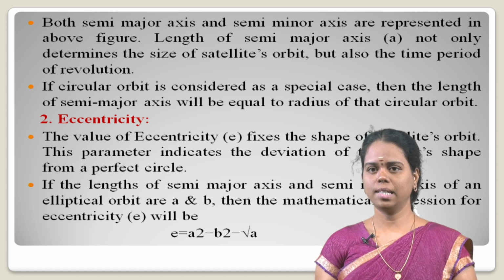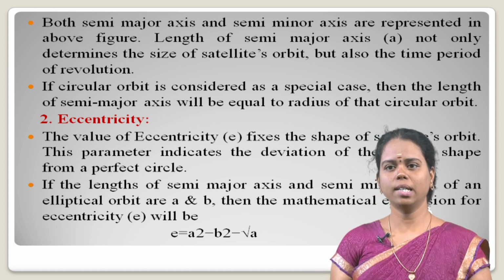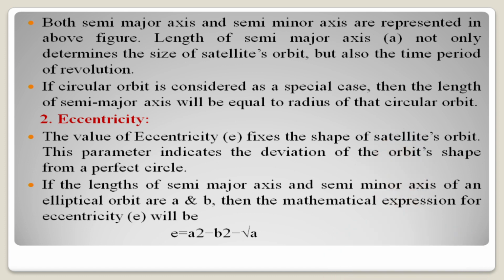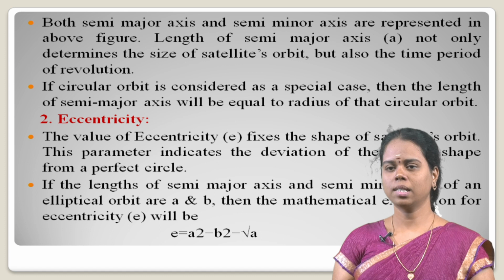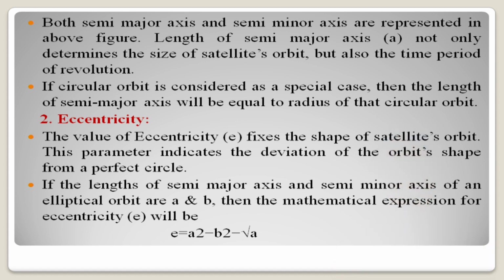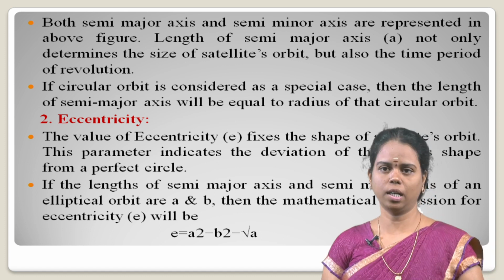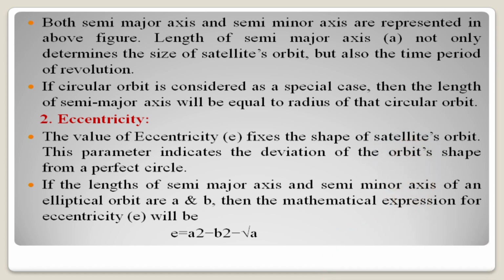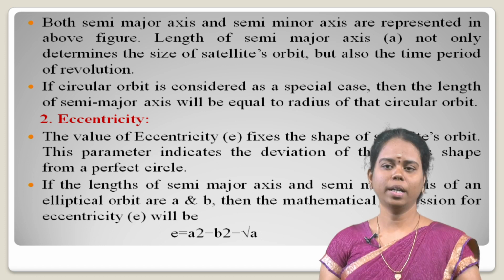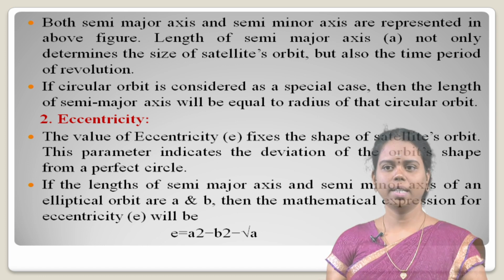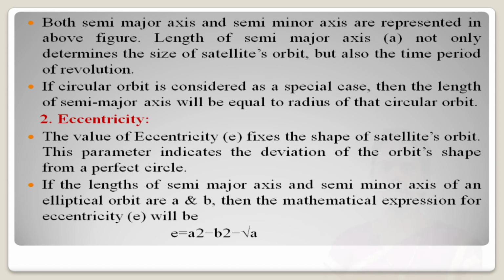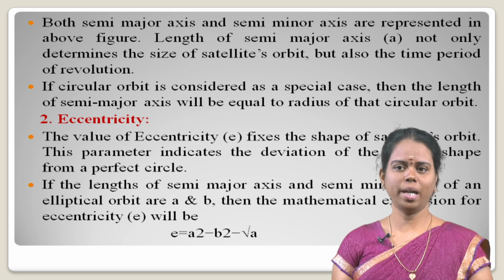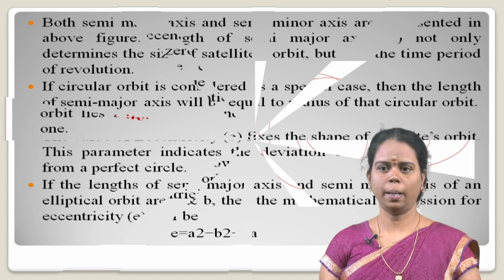Next one, eccentricity. The value of eccentricity is denoted by the letter e. It fixes the shape of the satellite's orbit. This parameter indicates the deviation of the orbit shape from a perfect circle. If the lengths of the semi-major axis and semi-minor axis of an elliptical orbit are a and b, then the mathematical expression for eccentricity e will be e = √(a² − b²)/a.